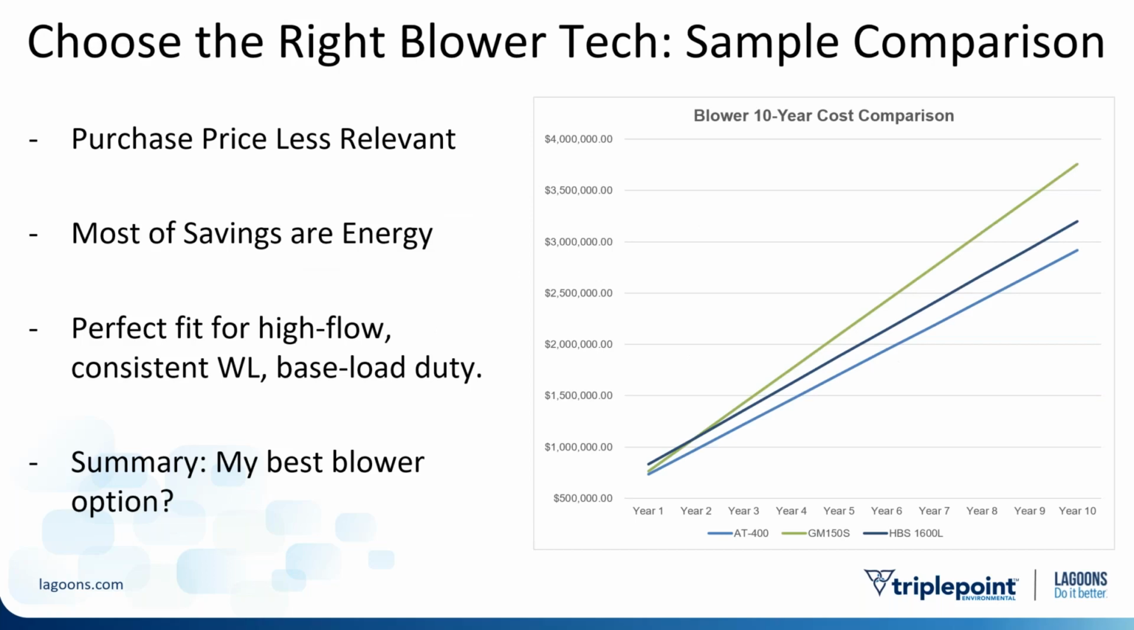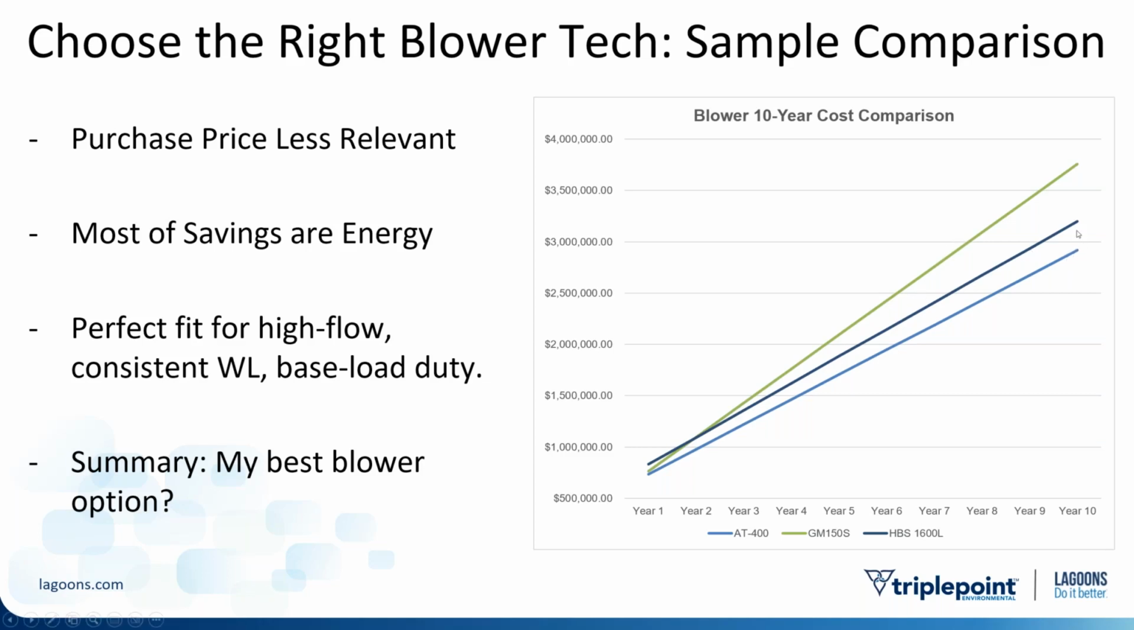So I think it's important, if you're doing this, you want to run a sample comparison at any one of your plants to know what the impact is. And one of the big takeaways for me on this was the purchase price doesn't really matter. The biggest impact on energy efficiency is the year-to-year cost, is what it comes down to. So in this plant, it just so happens that the turbo happens to be least expensive on day 1 and least expensive on year 10. This is actually a pretty rare case. This is a case where it was very high flow, consistent water levels, a base load blower.